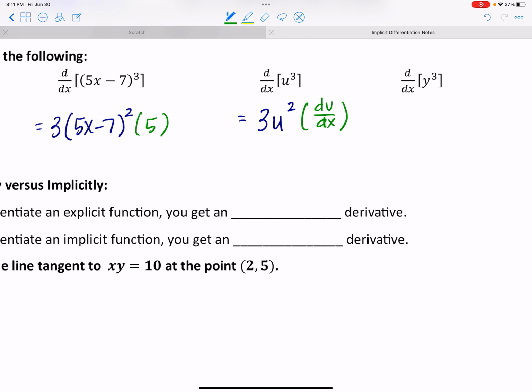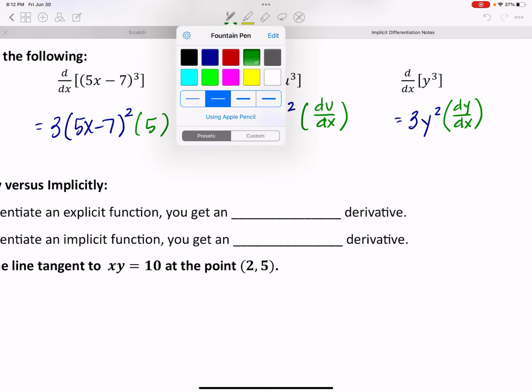And then the same thing here. So if it was a y instead of an x, or a u instead of an x, or a 5x minus 7 instead of an x, we're still going to use our power rule. So the derivative with respect to x of y cubed would be 3y squared. And then because, again, this is not an x here, we have to multiply by the derivative of this thing, which would just be called dy/dx, the derivative of y with respect to x. Okay?